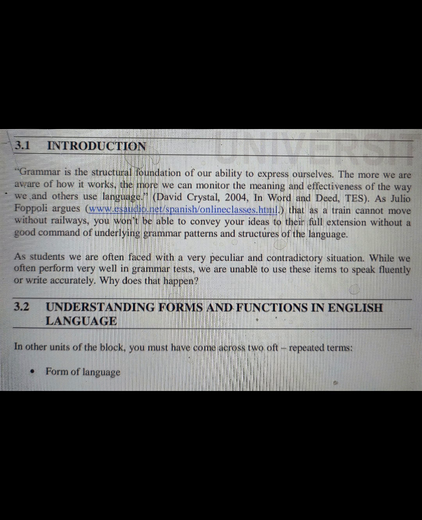as a train cannot move without railways, you won't be able to convey your ideas to their full extension without a good command of underlying grammar patterns and structures of the language.